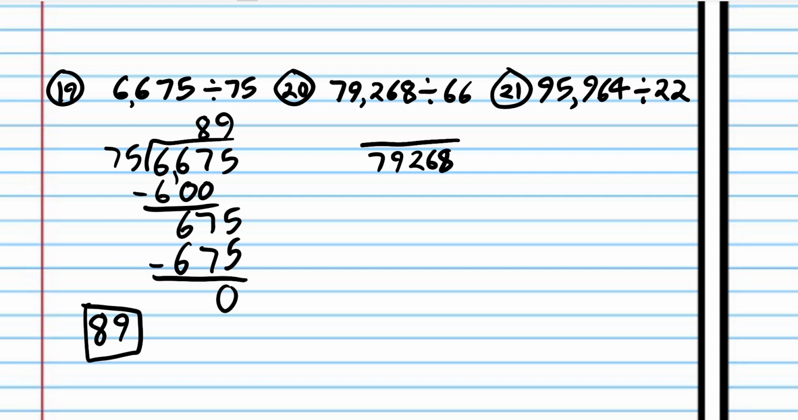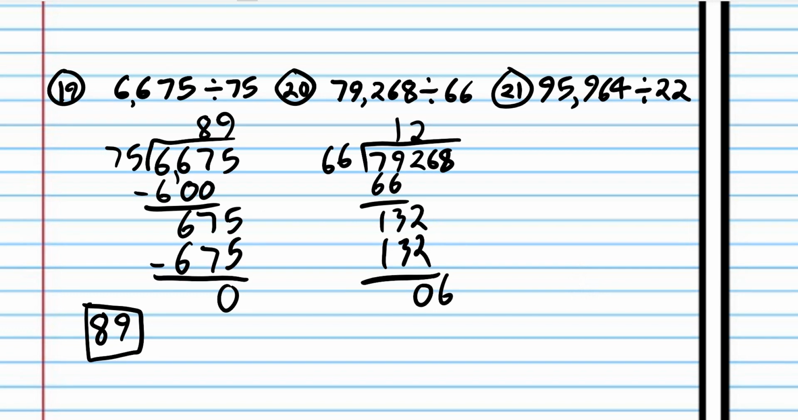79,268 divided by 66. 66 goes into 7 no times. It goes into 79 one time. 66 times 1 is 66. 79 minus 66 is 13. As always, bring down the next number. 66 goes into 132, I believe, exactly 2 times. 132 minus 132 is 0. Bring down the next number, which is 6.